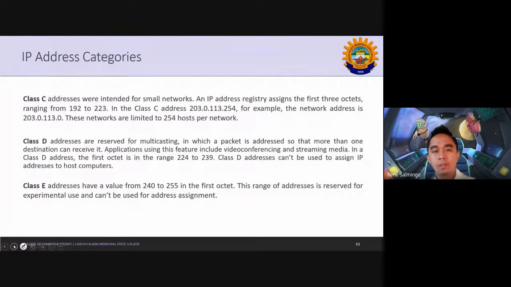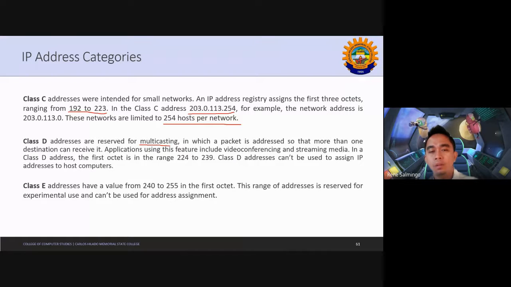And for class C, you have values from 192, normally this would be class C, and this would be until 223. Okay, so an IP address will be assigned on the first three octets ranging from 192 to 223. This is an example of your class C address, and it's limited to only a small number of hosts, like 254 hosts per network. There is also class D, which is reserved for multicasting.